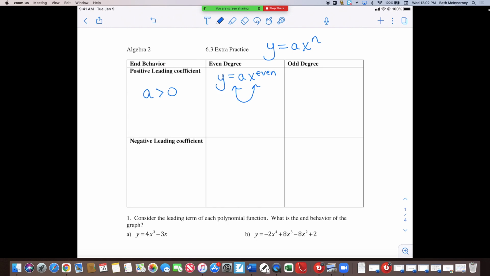If it's a positive leading coefficient, it's up, up. So my end behavior is as x goes to negative infinity, y goes to positive infinity. As x goes to the right, y is going up.